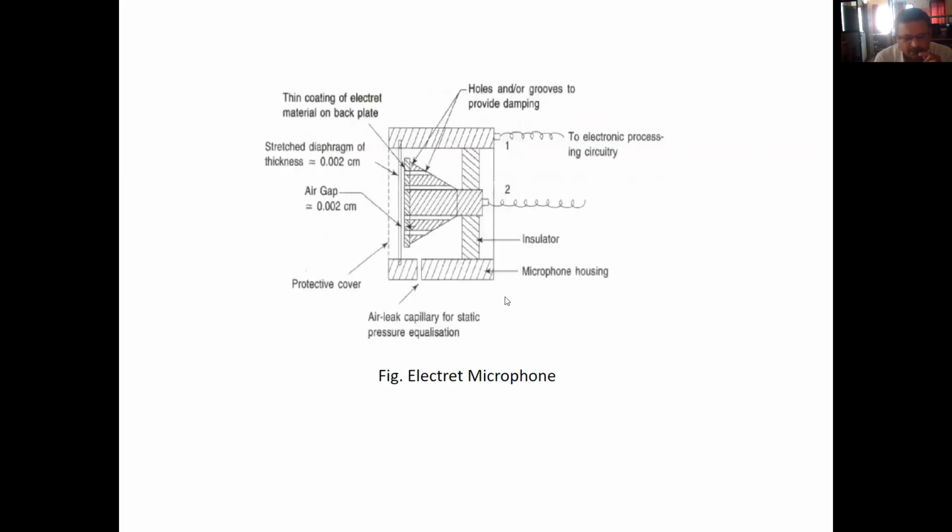This is the electret microphone. Here, there is a thin coating of electret material on the back plate. This is the back plate. Again, the same construction is there.